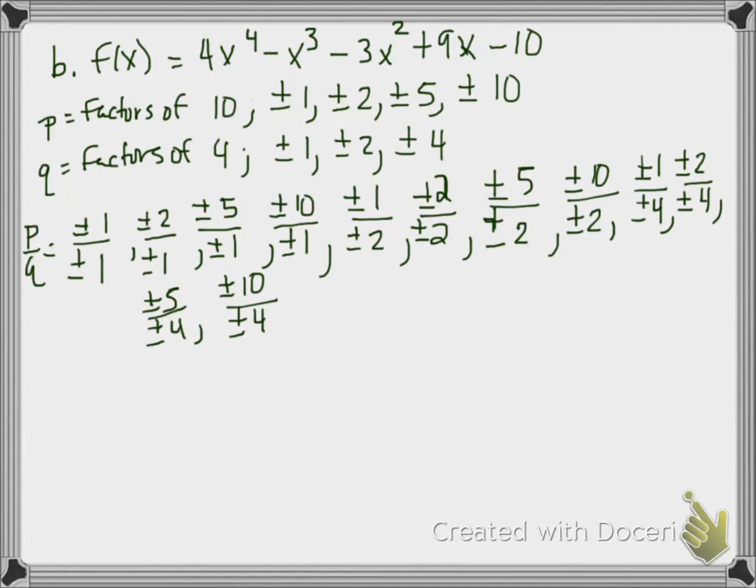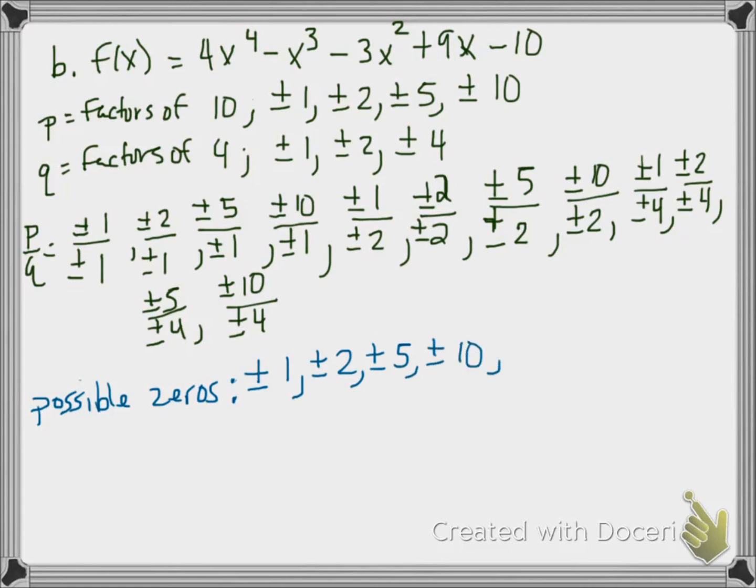So now you have a whole bunch of numbers, but you're going to have to reduce, and sometimes when you reduce, you won't have to use the same number again. The first one, 1 over 1, becomes just plus and minus 1. The next one, 2 divided by 1, becomes a 2. 5 divided by 1 is just a 5. 10 divided by 1 is just a 10. So the first ones are pretty easy.